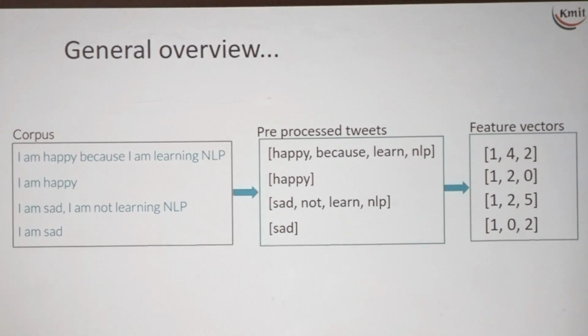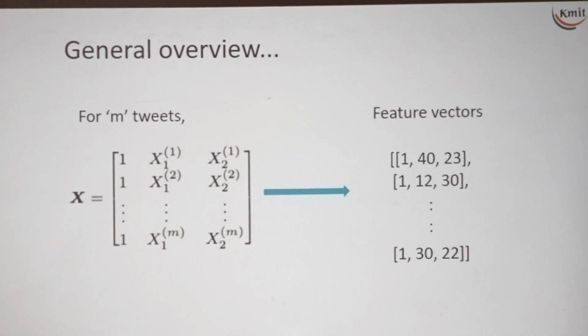This I had shown for 4 tweets. If you have m tweets, it would be for m. So, what is the total size of your feature vector? M by 3. M tweets, each tweet of length 3. M by 3. Clear?